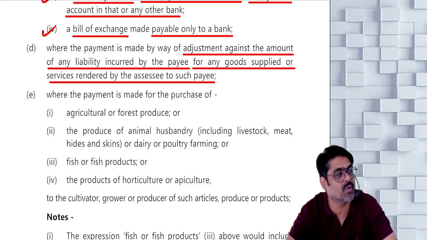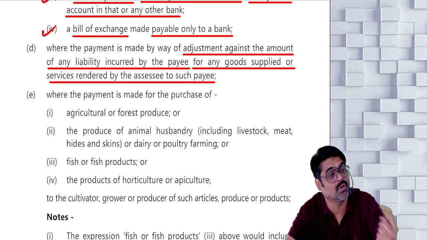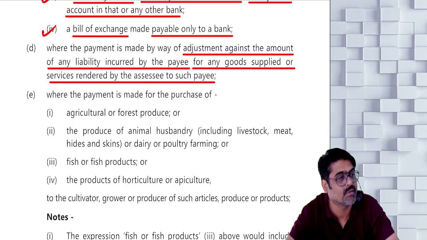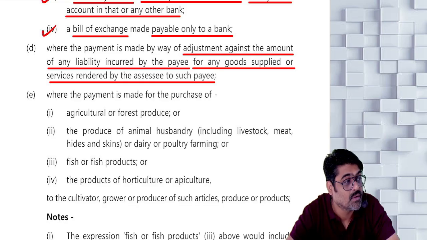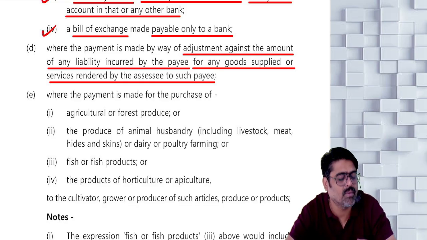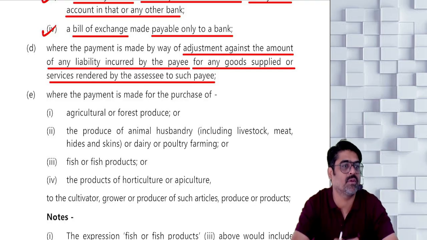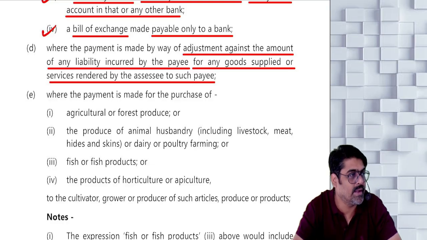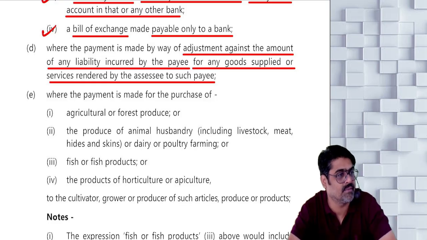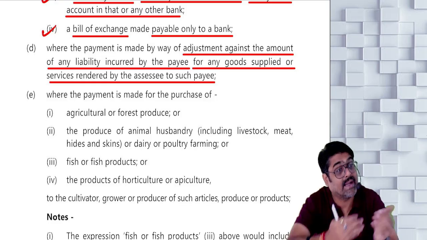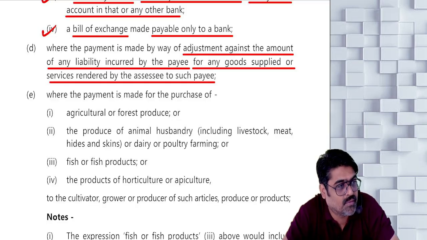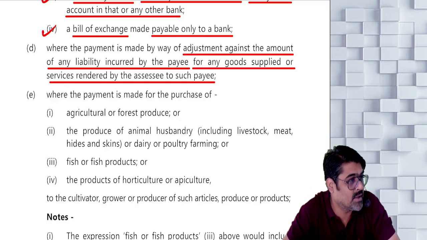So how much do I owe you? 1 lakh. How much do you owe me? 80,000. Hello? So to pay you 1 lakh, sorry, how much do I owe you? 1 lakh. Okay. How much do you owe? 1,20,000. So I am supposed to make you a payment of 1 lakh because you are my creditor of 1 lakh. And at the same time, I am supposed to receive 1,20,000 from you because you are my debtor also.